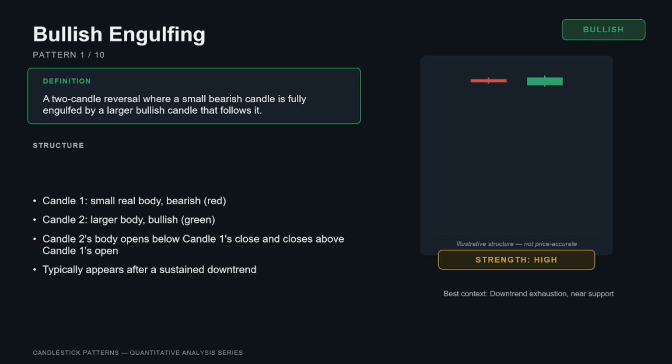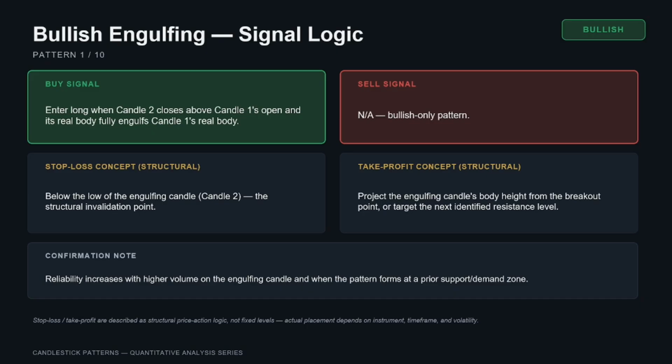Pattern 1. Bullish engulfing. A 2-candle reversal where a small bearish candle is fully engulfed by a larger bullish candle. Structure requires candle 2's body to open below candle 1's close and close above candle 1's open. Best context: downtrend exhaustion near support. Signal strength high.